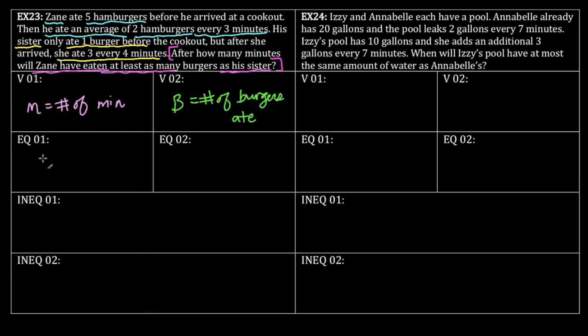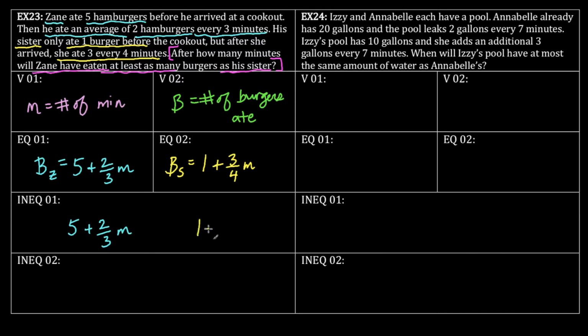So the number of burgers that Zane ate was at 5, and then it increased by 2 every 3 minutes. And his sister, on the other hand, the burgers that his sister ate initially started at 1, and she ate 3 every 4 minutes. So let's go ahead and represent the number of burgers Zane ate in terms of minutes, and represent the number of burgers his sister ate in terms of minutes.